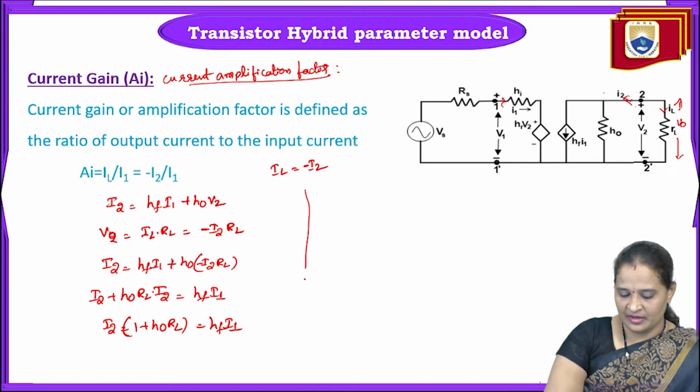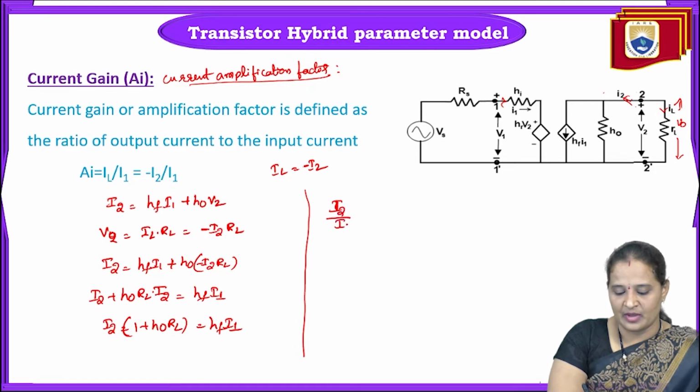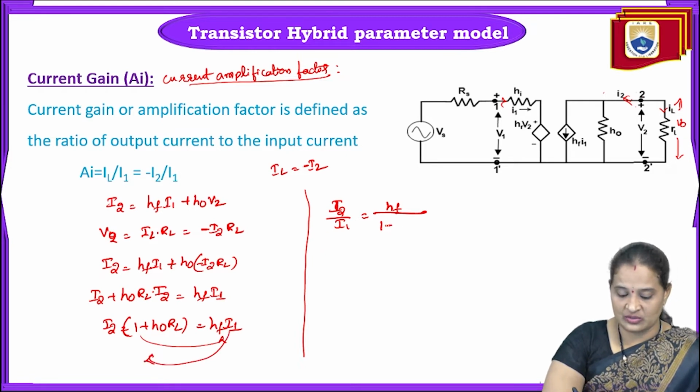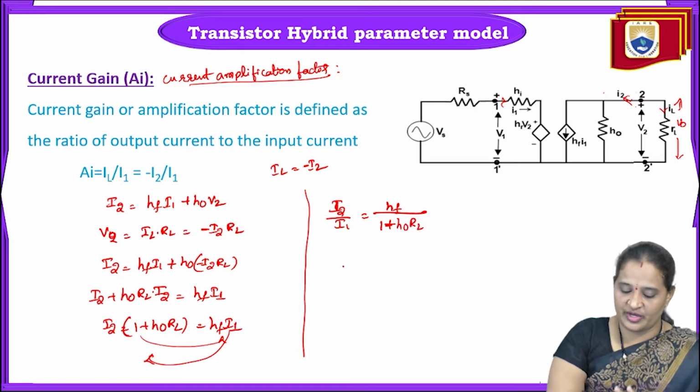So now here what I am doing, I want to have a relation, that is I2 by I1. I2 by I1, so that can be given by HF divided by, so I am taking this term this side and this I1 this side. So I2 by I1 is equal to HF by 1 plus HO into RL.